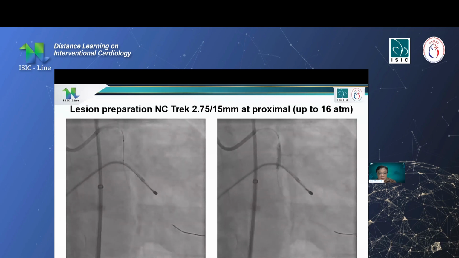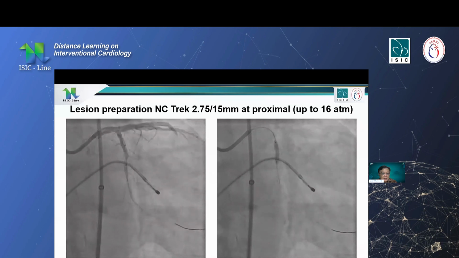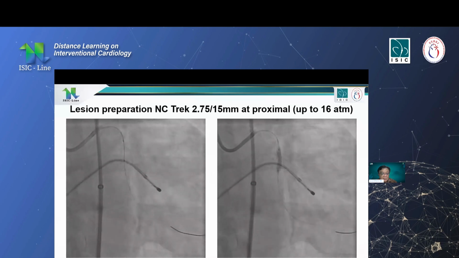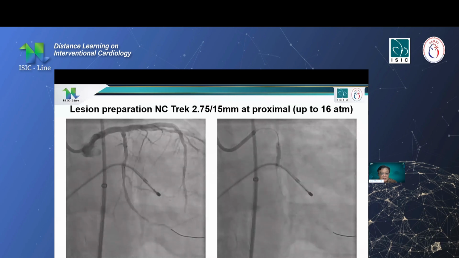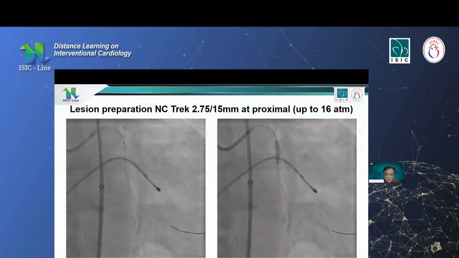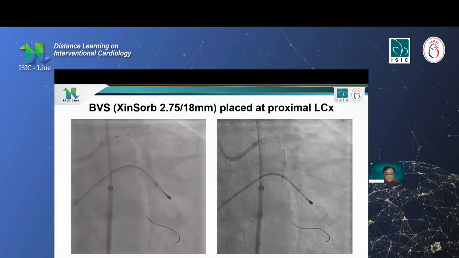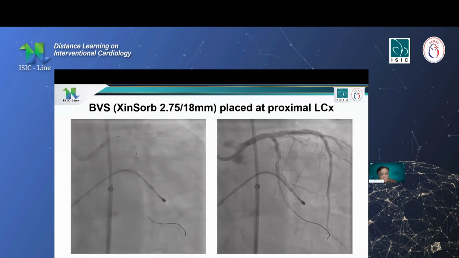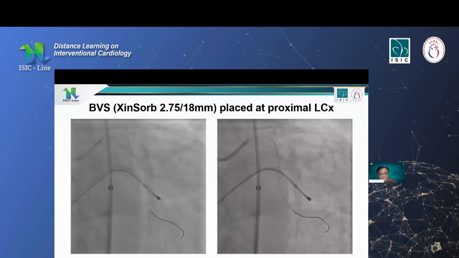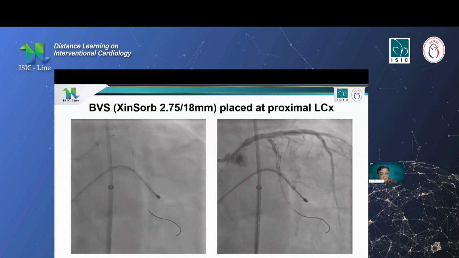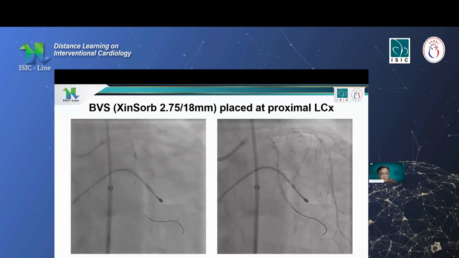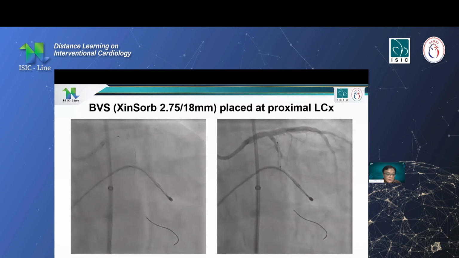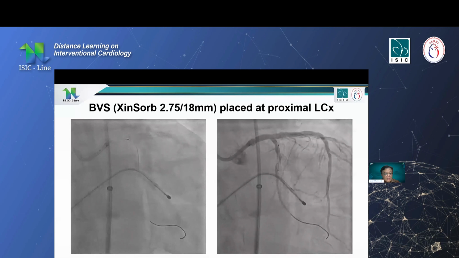Again after that, we further prepared the lesion with a non-compliant balloon. This time we increased the size to 2.75 by 15 millimeter at proximal up to 16 atmospheres. After this, we continued with BVS implantation. You can see that even though the strut is thick, and I said before that deliverability could be a problem, if you prepare the lesion well, then deliverability, especially in the quite bended circumflex, can be achieved with no problem.